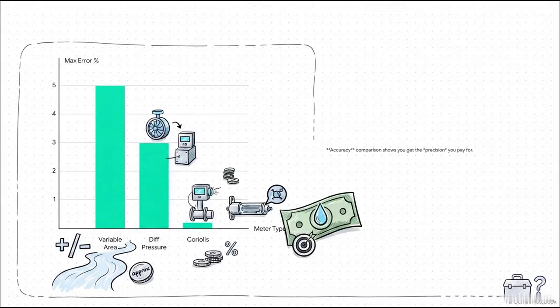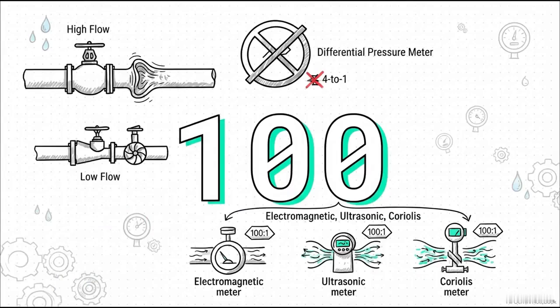Listen, when every single drop of fluid translates directly into dollars, this data just proves that you truly get the precision you pay for. Another massive performance metric we have to talk about is the turndown ratio. That's essentially the range of flow rates a meter can accurately measure. 100 to 1. That is the incredible turndown capability shared by the electromagnetic, ultrasonic, and Coriolis meters. Compare that to the super limiting 4 to 1 ratio of the differential pressure meter we talked about earlier. Seriously, if your industrial process experiences huge, massive swings between low flow and high flow, these high-end meters aren't just nice to have, they're an absolute necessity.